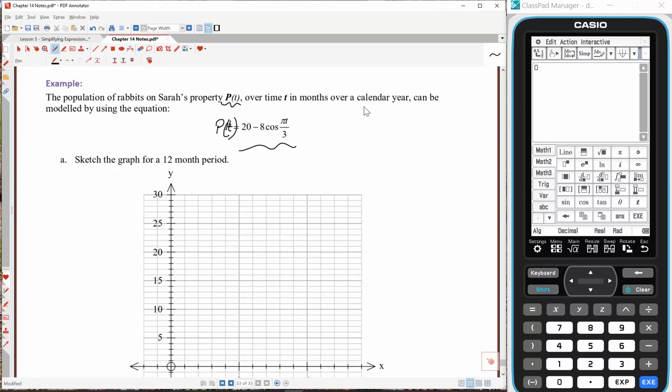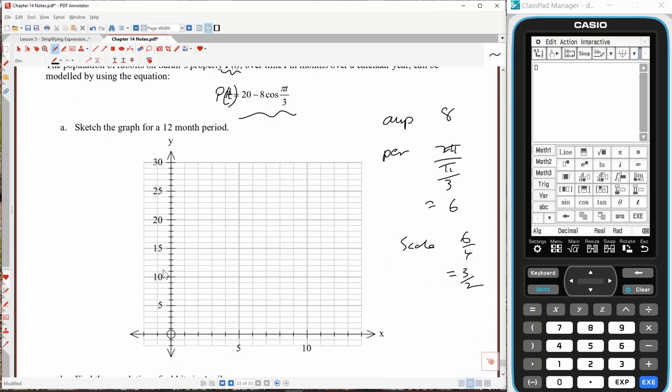Now, you could use your calculator to sketch this graph, but I think it's going to be faster to do it by hand. So the amplitude is 8, the period is 2 pi on 3, which is 6. The scale is going to be 6 on 4, which is 1.5. It is a negative cosine graph, so positive cosine graphs look like that, so it's going to invert that, so it's going to start low. How low is it going to start? The mean line's at 20, so it's going to start down at 12.